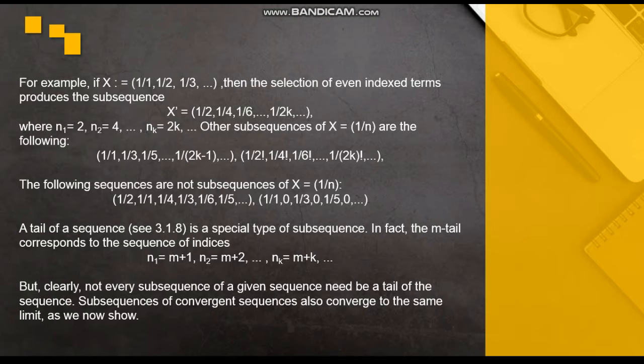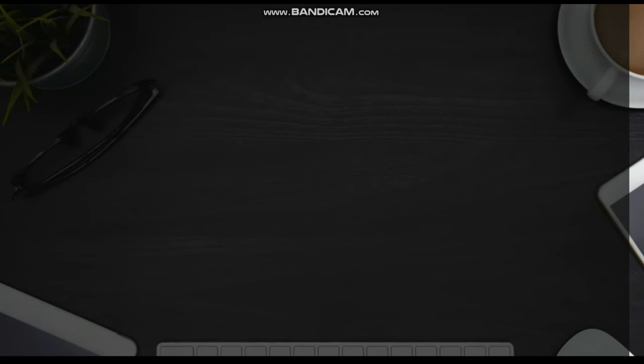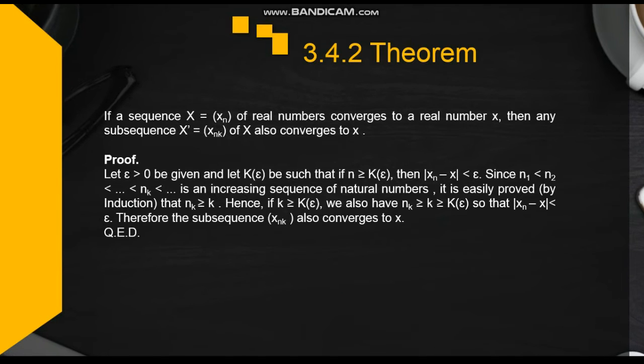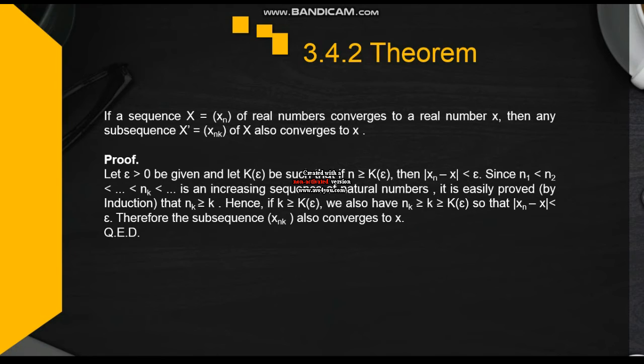Subsequences of a convergent sequence also converge to the same limit, as we now show. Theorem 3.4.2: If a sequence X = (x_n) of real numbers converges to a real number x, then any subsequence X' = (x_{n_k}) of X also converges to x.